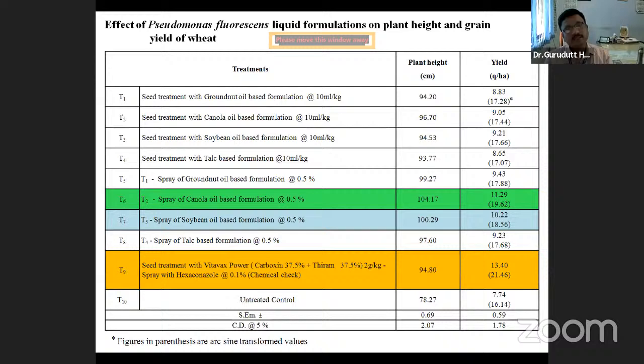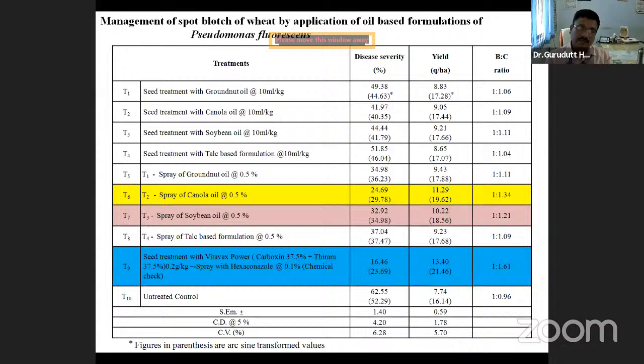This is just a numerical indication to show that for T6, T9, and T7, you can see the height is also increased, and ultimately the yield in quintals per hectare is also almost on par with the chemical check. It's not on par, but the next best, 13, and it is 11, next best to the chemical check. So biopesticides have their own limitations as well as significance in organic agriculture. And here the disease severity, yield and BC ratio were also calculated. While using these different oil-based formulations, we can see it is 1.34, 1.21 as against 1.61 in the chemical check.